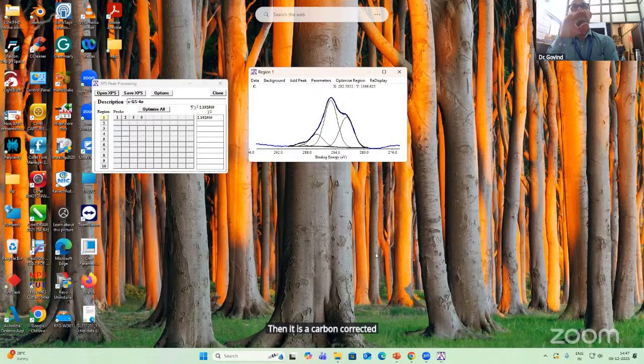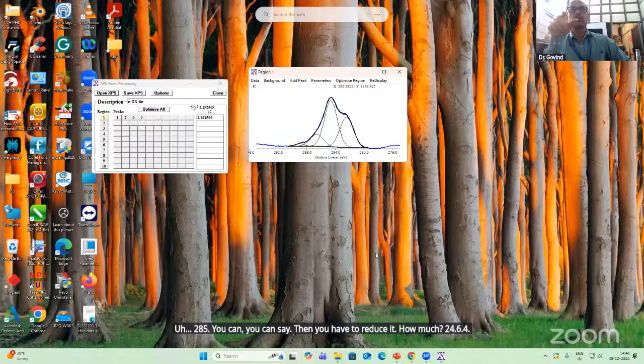If it is away from 284.6, the main peak, then you have to correct the carbon. How much? So if it is 285, you can say, then you have to reduce it. How much?